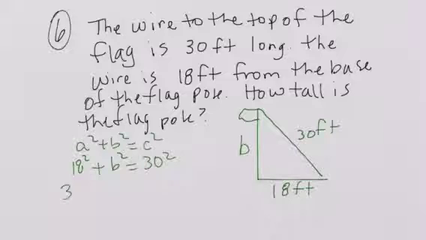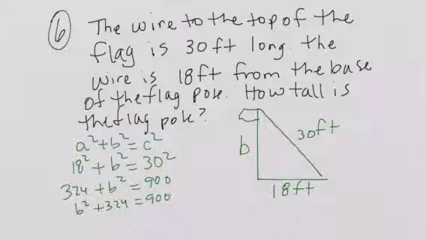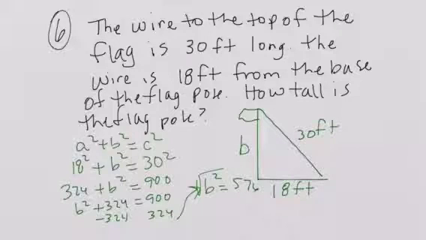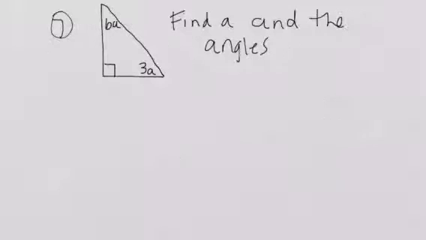18 squared is 324 plus B squared is equal to 900. Is the variable on the left? It's not, so we're going to rewrite B squared plus 324 is equal to 900. We're going to zero pair out the 324. So we're going to have B squared is equal to 576. Take the square root, so B is going to equal 24 feet, which is the height of the pole.